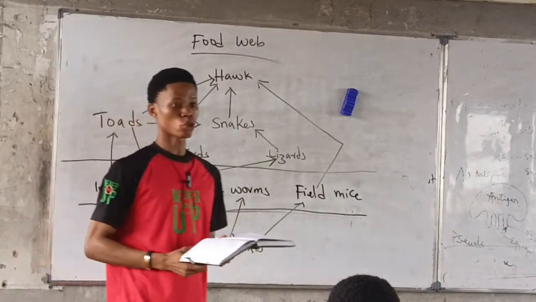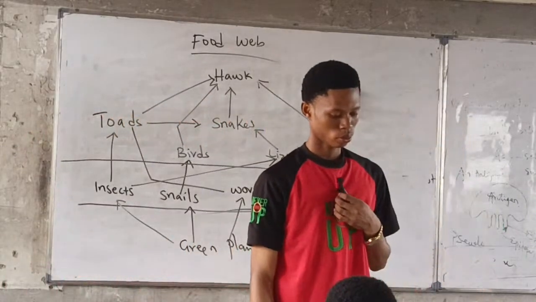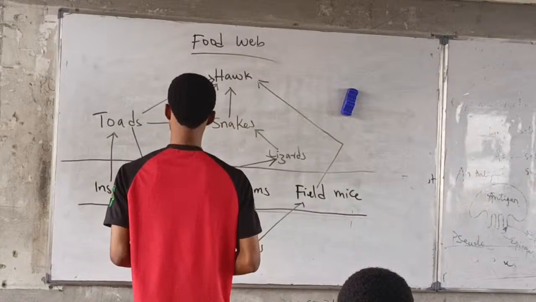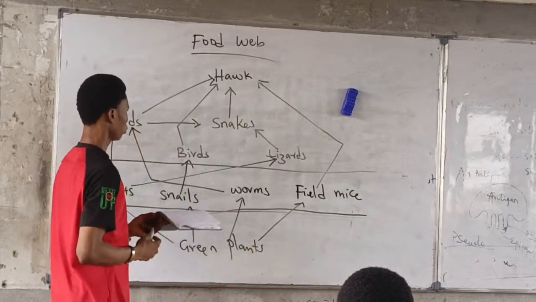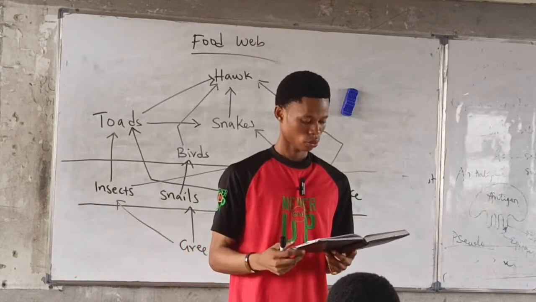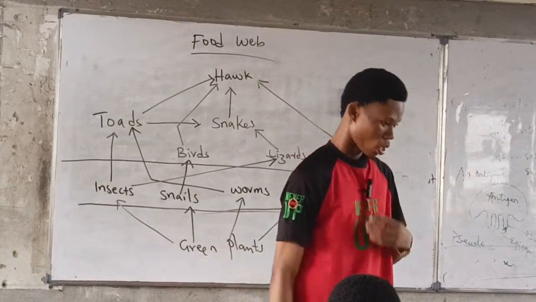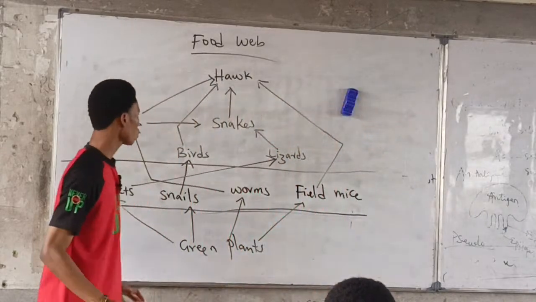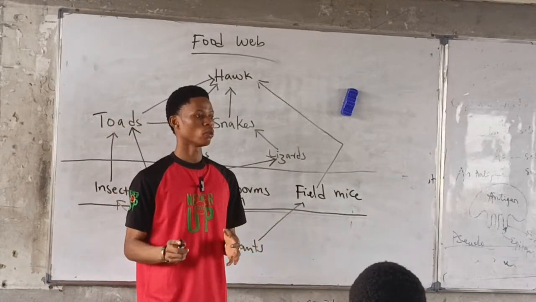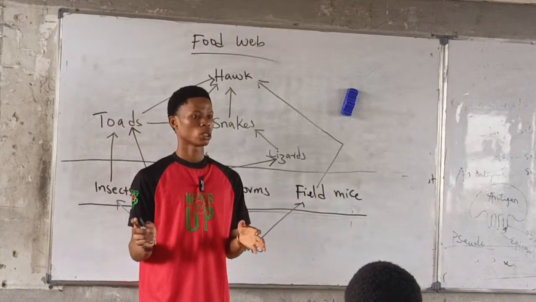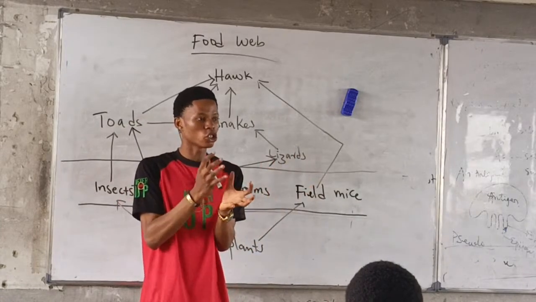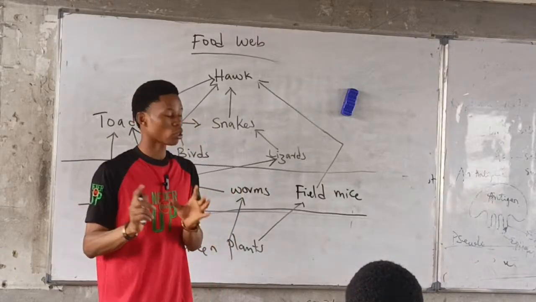All right, I'll give you time to draw. Please listen up for now. Just stop writing and listen up. We are looking at food chain and food web. We've seen food chain, right? As what? Linear feeding relationship. Now, food web is a complex feeding relationship between organisms in an ecosystem.